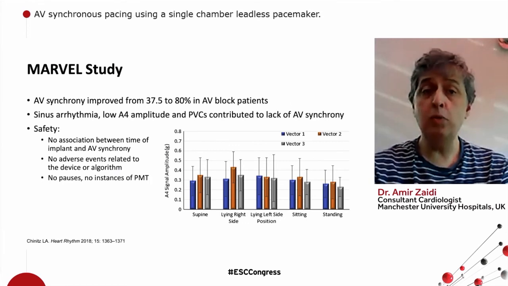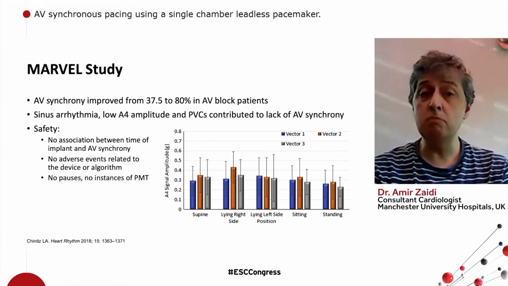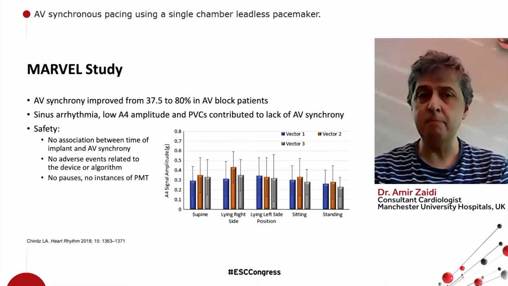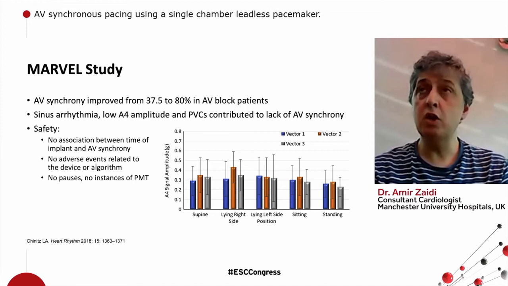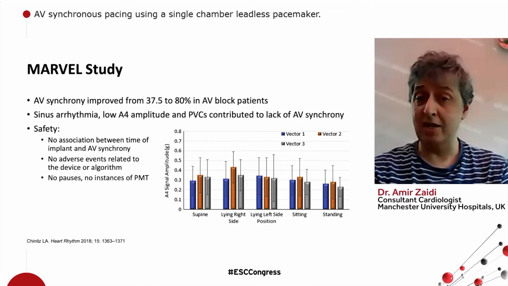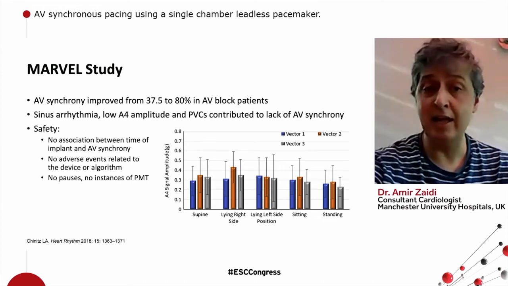And what we found was that the problems with developing the AV synchrony algorithm were patients with low A4 amplitude. So it was difficult to see or hear the 4th heart sound, and therefore to trigger AV synchrony. But the important thing in the initial study was that AV synchrony could be provided, and there were no adverse effects related to the algorithm on the device.